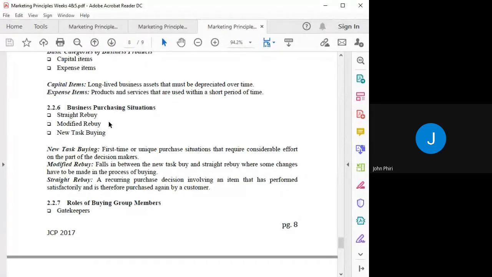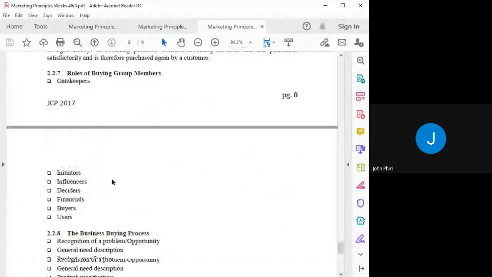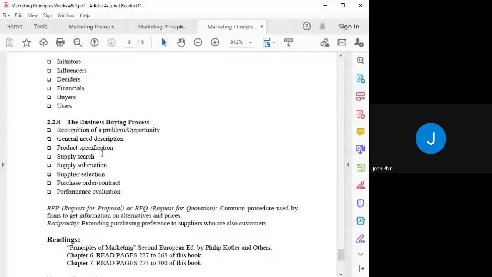Modified rebuy simply means, for example, suppose we go back to here. You begin to recognize the problem is still there, persisting. It has not ended. So now you have said, no, we know what we need. Where did we go wrong? Is it on the product specification, or is it on the supply search? Either of these two might be the source of non-performance of that product.